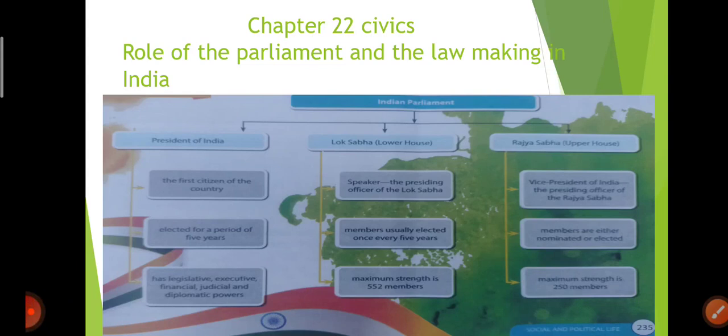Lok Sabha members are usually elected for every 5 years, only. The maximum strength of the Lok Sabha is 552 members. And the Rajya Sabha members are either nominated or elected. The maximum number of Rajya Sabha members is 252.